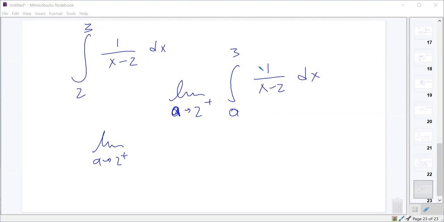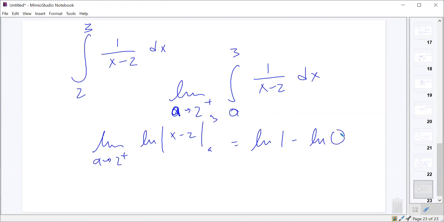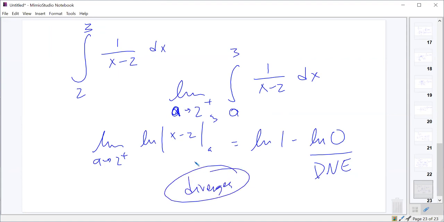So the limit as a approaches 2 from the right of the integral from a to 3 of 1 over x minus 2 is natural log absolute value x minus 2, evaluated from a to 3, which gives us natural log of 1 minus the natural log of 0. We know that this does not exist, therefore this integral diverges. And keep in mind that if this was from 1 to 3, we'd have to split into two different integrals, one from 1 to 2 and the other from 2 to 3, and do limits on both sides of the value 2.